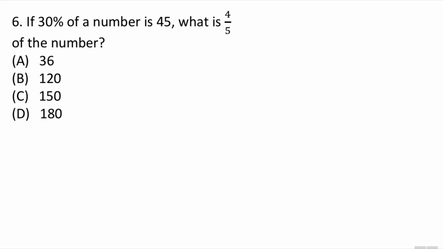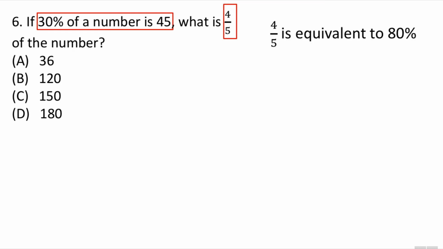Key thing to highlight here is that 30% of the number is 45, and then I'm trying to find what is 4/5 of the number. 4/5 as a percentage, I can write it as 80%. That's the equivalent for it, and I think it's quite useful for you to know that as well.